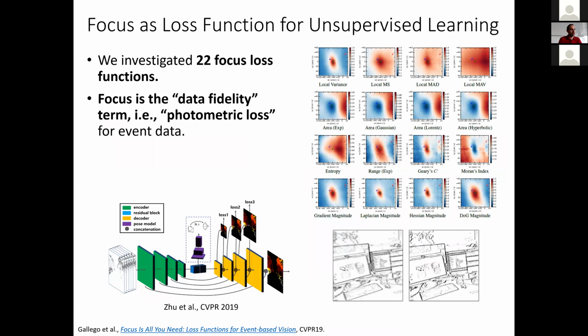I think I'm going to skip it in the interest of time, but basically these focus measures can be used in unsupervised learning to learn optical flow and replace the photometric loss in normal cameras.